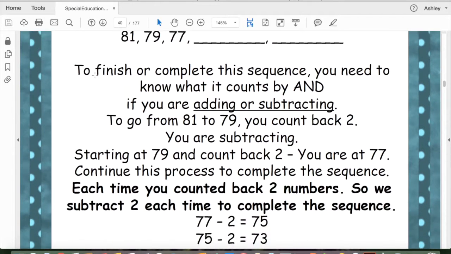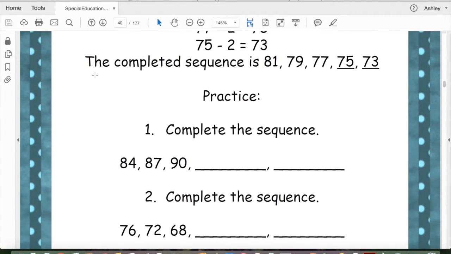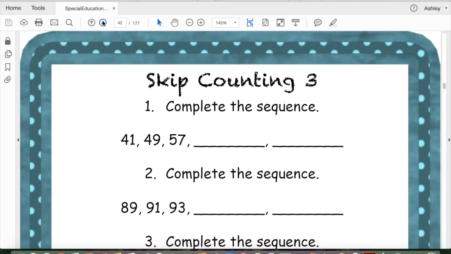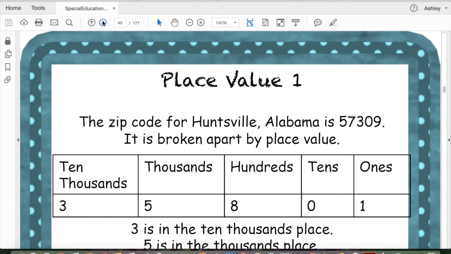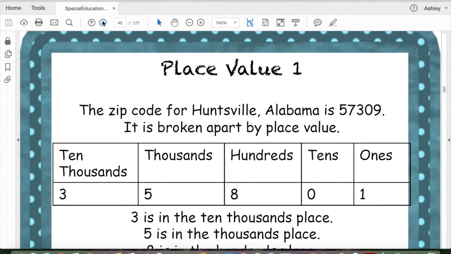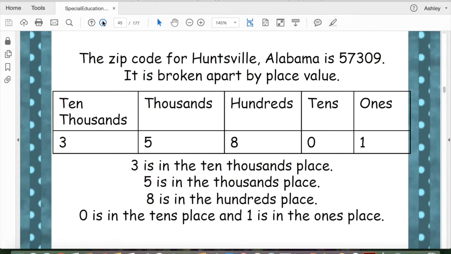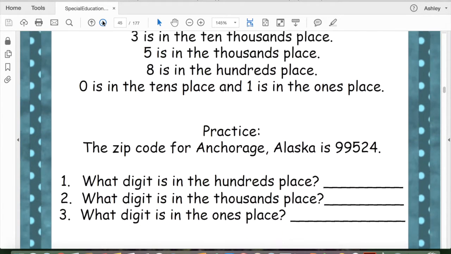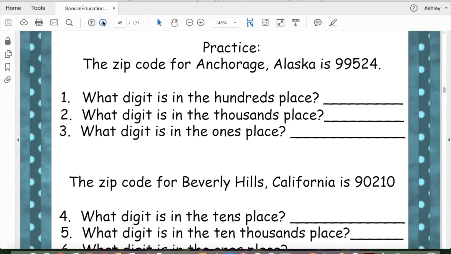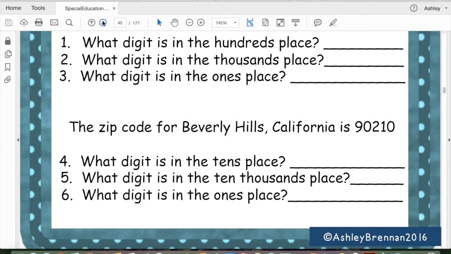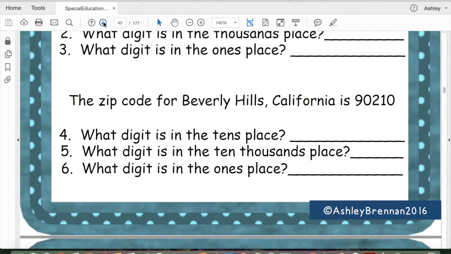We got skip counting here. It gives you a fresh example of skip counting with addition or subtraction, and many practice sheets there. We're going to place value to the 10,000s. And these give zip codes, and then there are several different practice questions for each zip code.